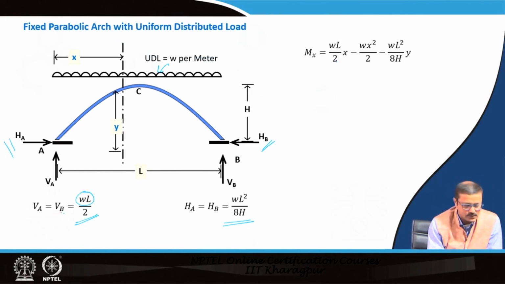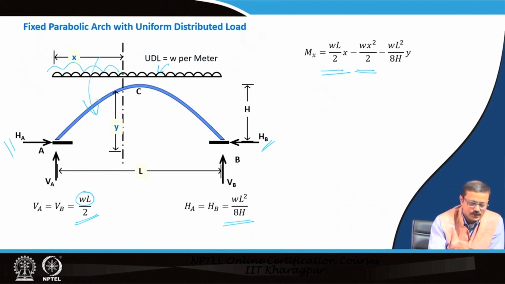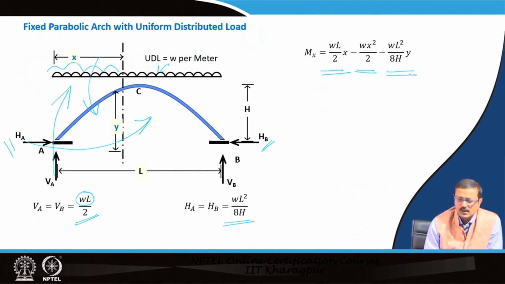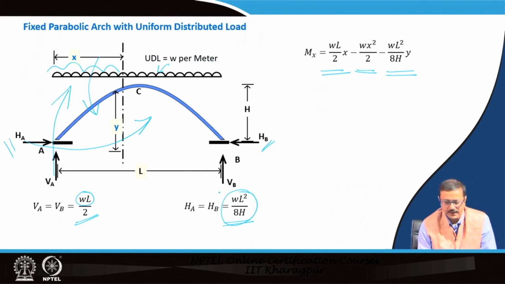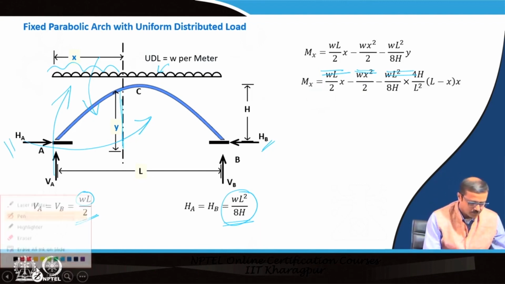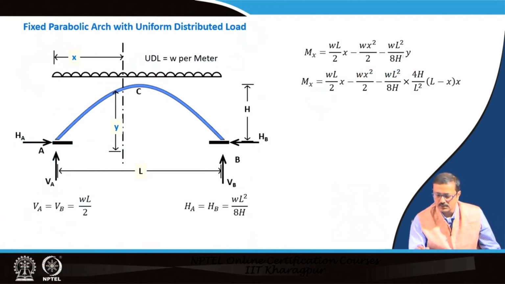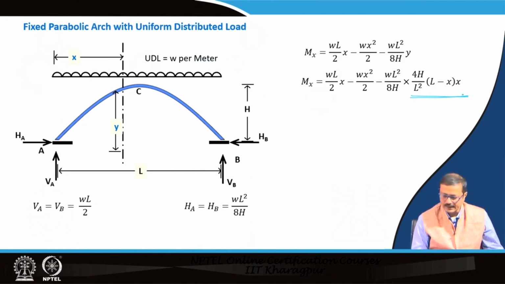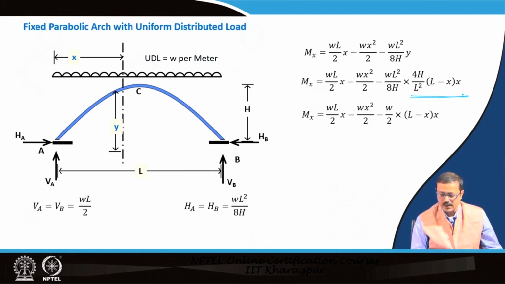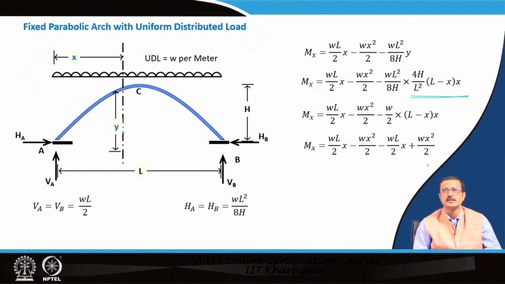That is WL by 2 into x, minus, due to the load, W into x by 2, that is Wx square by 2, which is negative, and the first is positive. Also, this H will give you a negative sign, because the reaction is WL square by 8H into y. Now, if I replace the value of y, from the equation of the parabola, 4H by L square into x into L minus x, and rewrite this, finally it will come like this. You can recalculate and check.